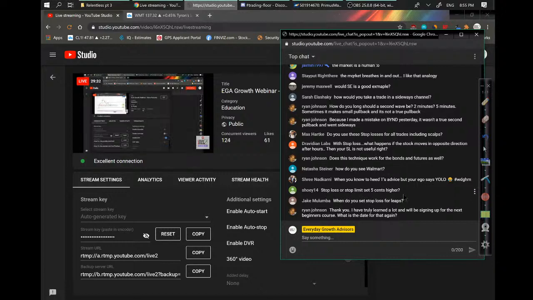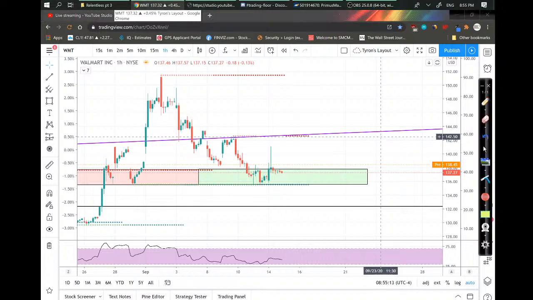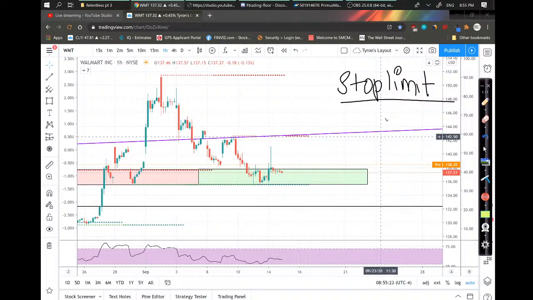Stop loss or stop limit set 5 cents higher. That's always your stop limit. A stop limit order is a stop loss that converts to a limit order, so you always want to use a stop limit so that it's a safer bet. Your limit order is the absolute lowest, so your stop order is always going to be 5 cents higher than your limit order.